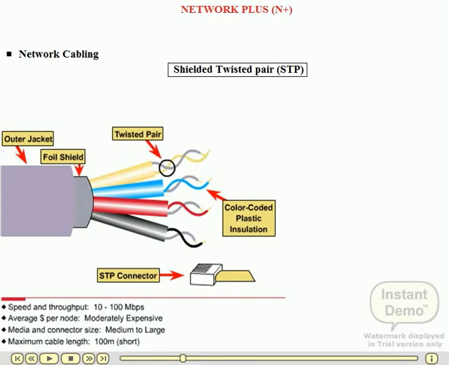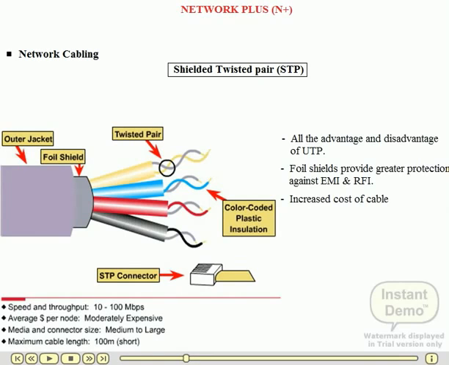You can see on the screen there are 4 pair twisted pair cables. Total 8 wires and 4 pairs. They are in different colors. All the wires are covered in a foil shield, and the foil shield is covered with an outer jacket. You also see the STP connector connected at one end of the cable.